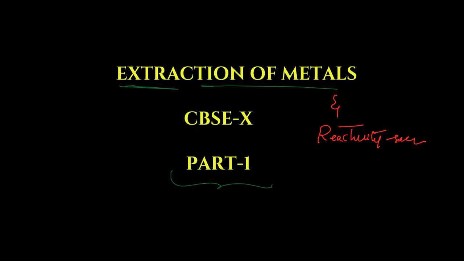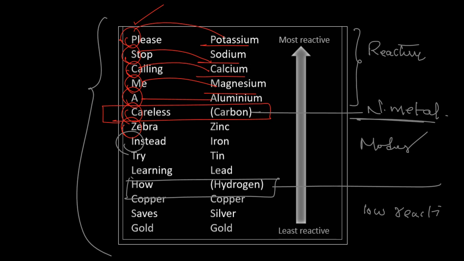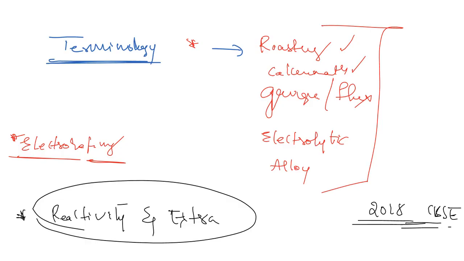In the last video, we started talking about extraction of metals for CBSE 10 and we discussed part 1, which contained the discussion about the metal reactivity series, followed by some terminology. And in today's class we are going to continue the same topic and I'm going to explain to you the entire process of extraction of metals with the help of a flowchart.